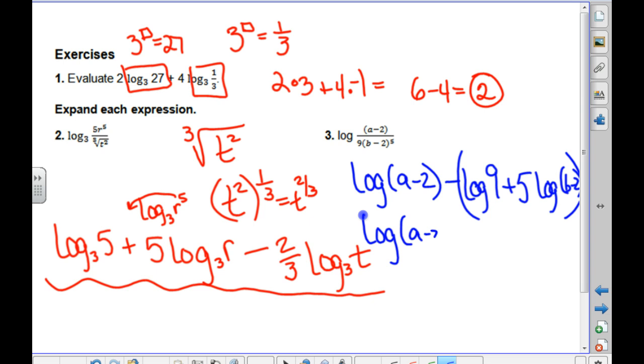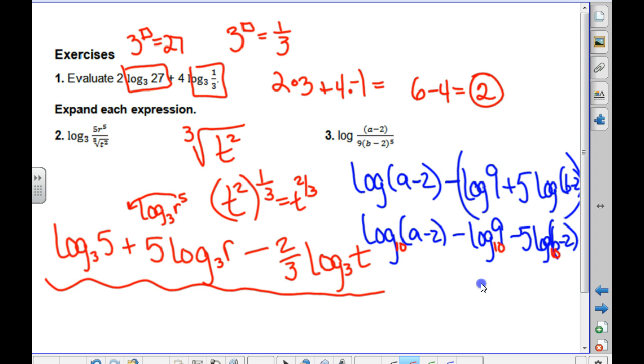We can say the log of a minus 2 minus the log of 9 minus 5 times the log of b minus 2. The log with no number below it, isn't that log base 10 then? Yes, you could write base 10 on all of those if you wanted, yep. When there is no base given, it is a common log, so it is base 10. Wouldn't be wrong to write those, but you don't need them.